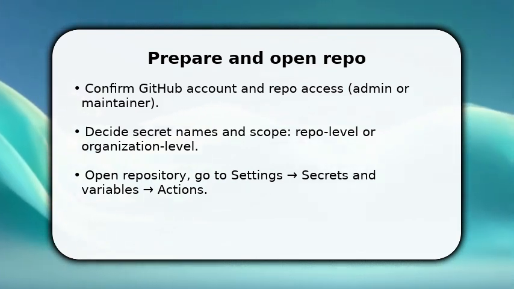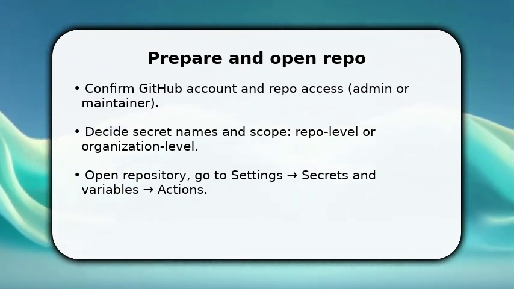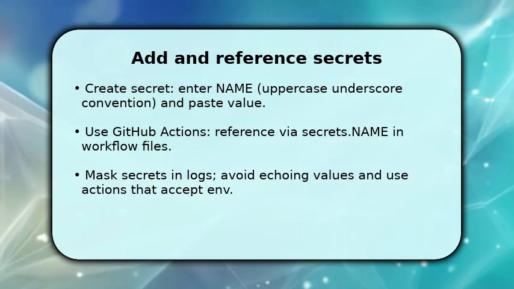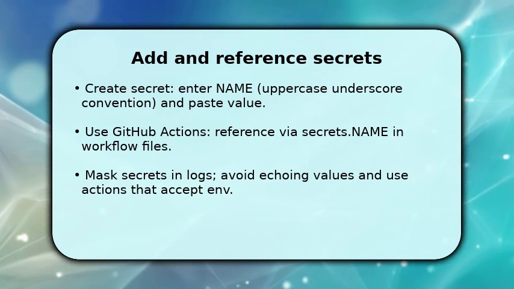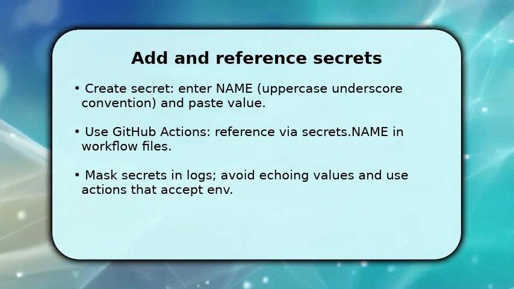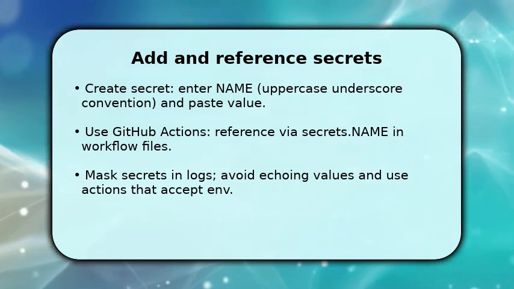Click New Repository Secret and prepare to paste the value from a secure source, such as a password manager or environment store. You create the secret by entering an explicit uppercase name using underscores, then paste the secret value and click Add Secret. Next, update your workflow YAML to reference the secret.